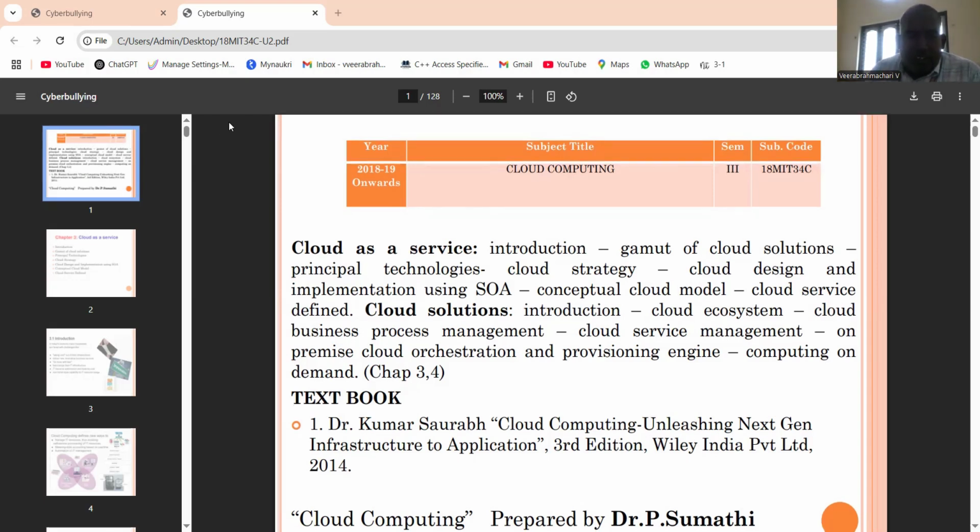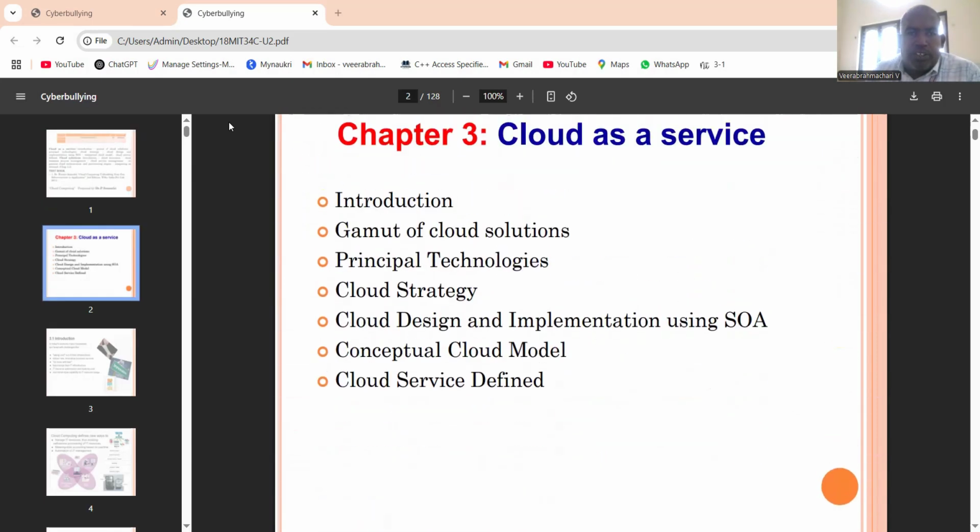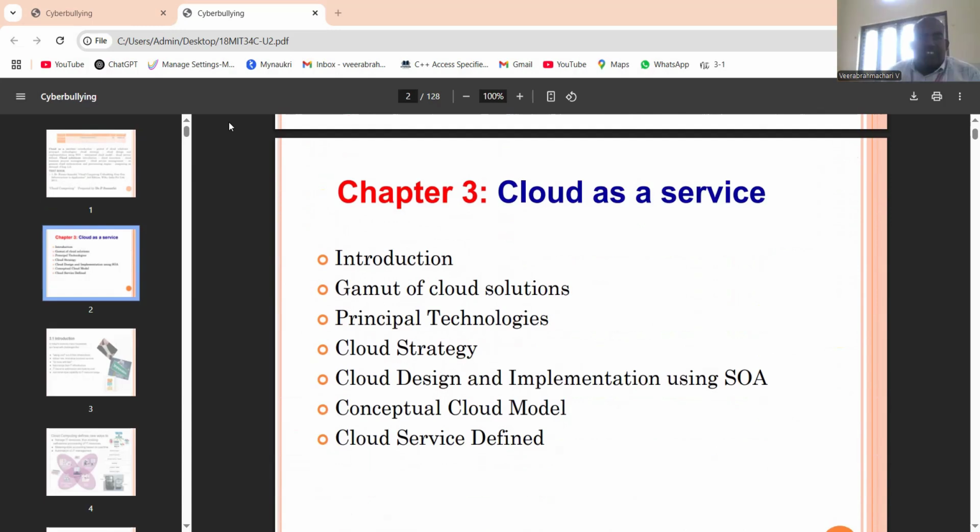Next, cloud computing is offered as a service, and it provides different types of services. First is the introduction part. Now, what is the gamut of cloud solutions? What are the different principles of the technologies, the cloud strategy, the cloud design and implementation using SOA, service oriented architecture, the conceptual cloud model and the cloud service definitions.